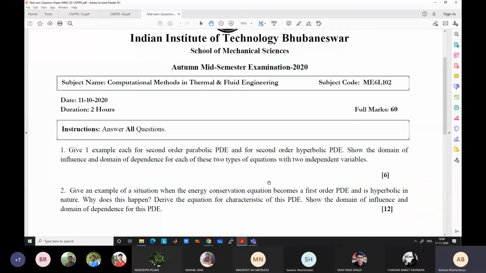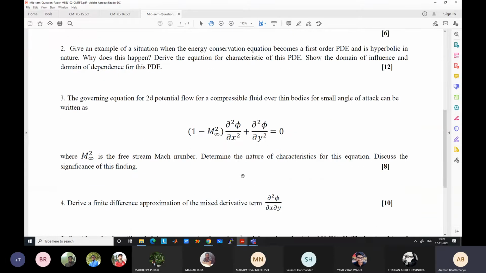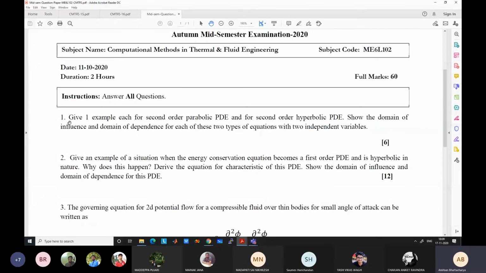So some of the questions were very standard questions, just from whatever we have discussed in the class. Most of the questions are like that, apart from the last problem. Okay. So question 1 was: give an example of a second order PDE, one example for parabolic and one for hyperbolic.